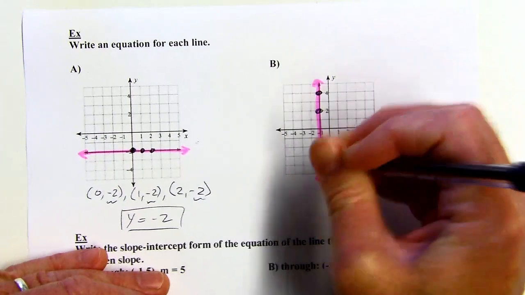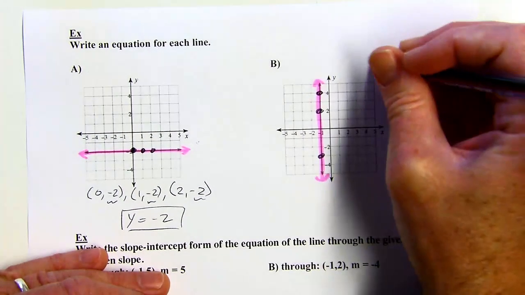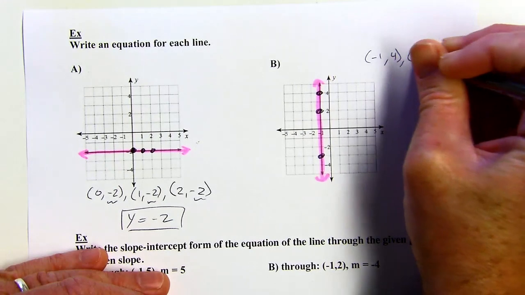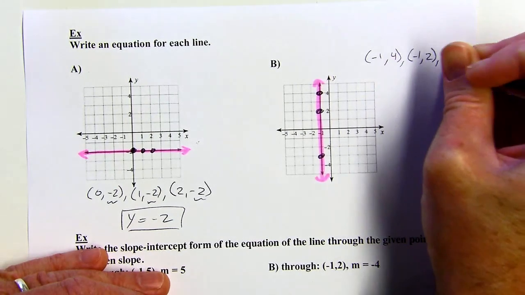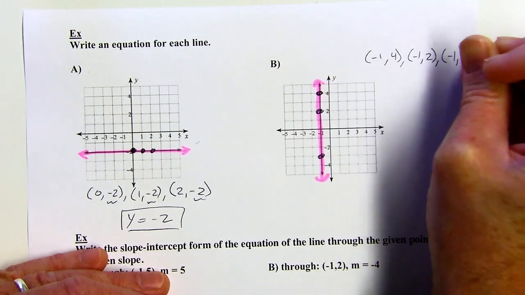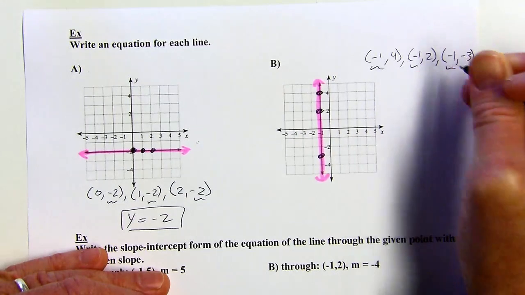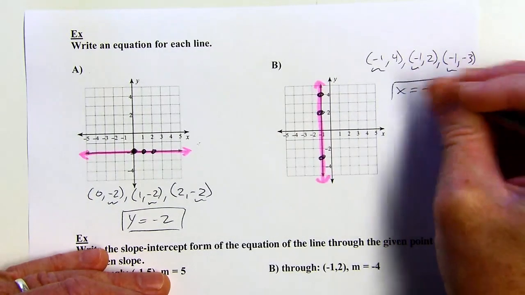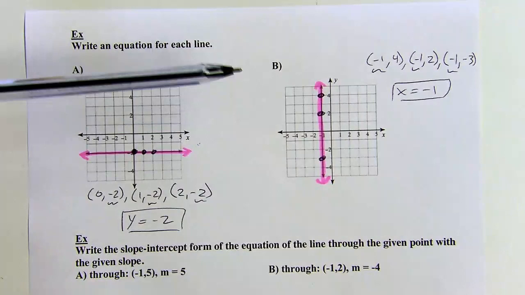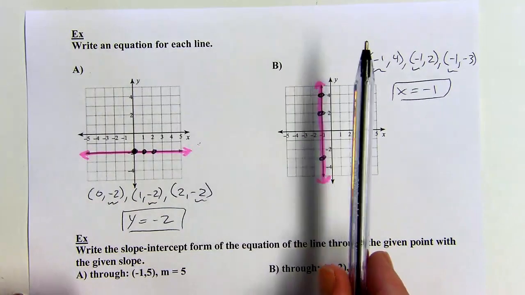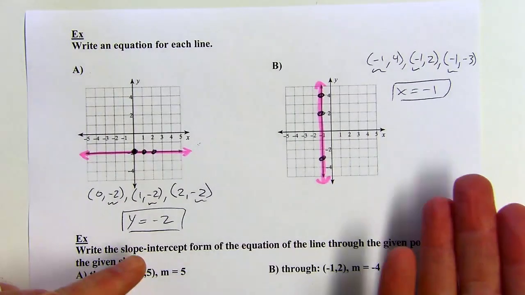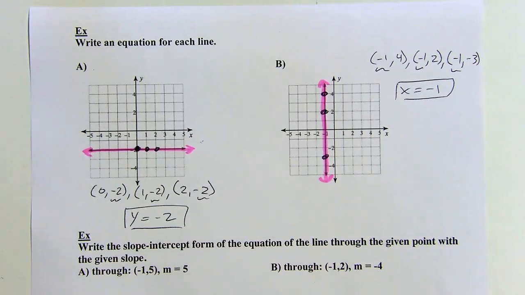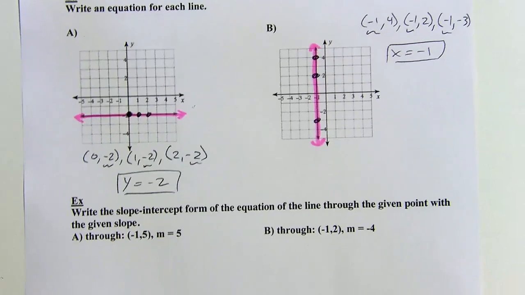If I'm just choosing random points here, I've got -1, 4, I've got -1, 2, and -1, -3. Well, those have the x in common. The x for all of those points is -1. Okay? So y equals lines are horizontal, x equals lines are vertical. You can memorize that, but people mix them up. So if you forget, just look at a couple of the points. Okay? All right.